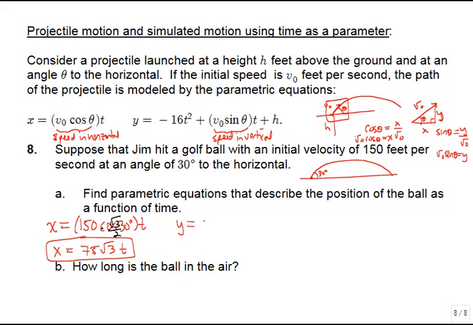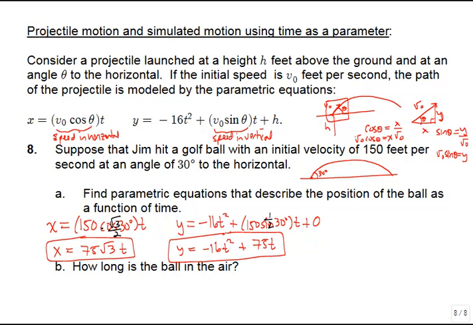So y is going to be minus 16t squared plus the initial velocity, which is 150, times the sine of 30 degrees times t, plus our initial height. And since he's hitting the golf ball from the ground, our initial height is 0. Now sine of 30 degrees is 1/2. So 150 times 1/2 is 75 times that t. So our y parametric equation becomes negative 16t squared plus 75t.